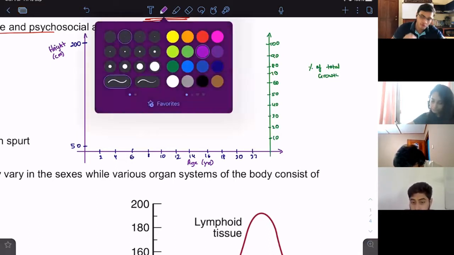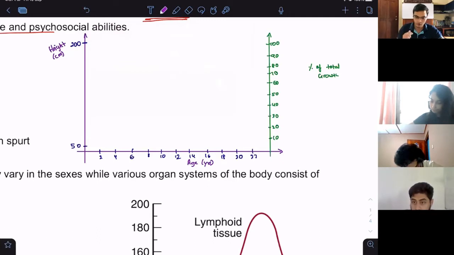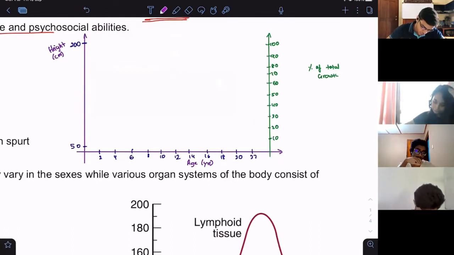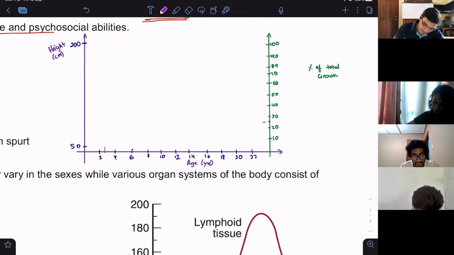What I want you all to do is, when you are drawing this, at around 2 to 2.5 years, take about 25 to 30% of growth. I want you all to get this curve like that, right?